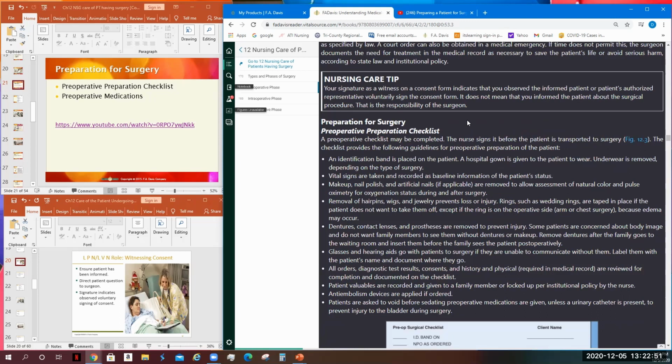So we are at the top of page 180, preparation for surgery, and I am going to end part 1 here, and we will start part 2 on page 180, preparation for surgery.